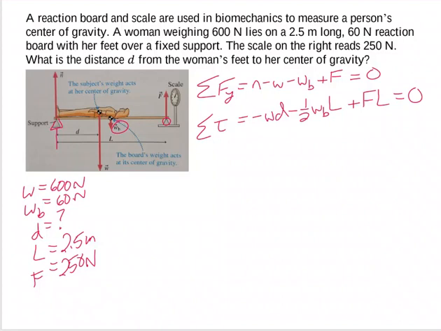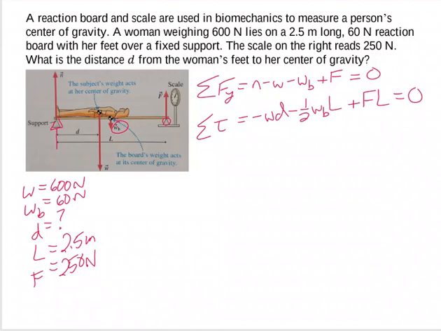No. We can solve for D, can't we? Yeah, we know the length, we know the force, we know W sub B, and we know the weight of the woman. So we know everything in the torques except for D, and that's what we're looking for. So we just solve the torque equation for D and we're done.